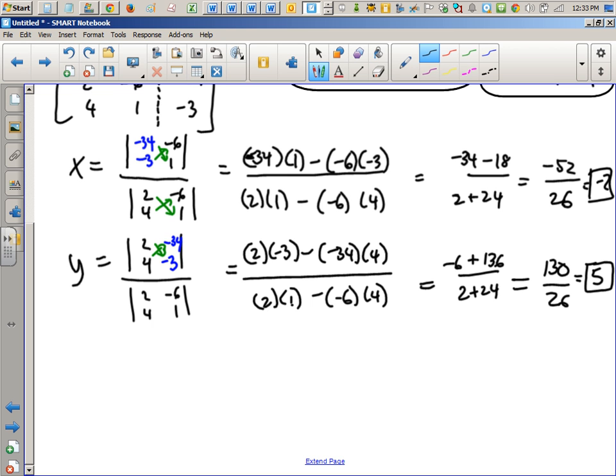And so what's that? 6 methods. We got graphing and substitution, elimination, matrix row reduction, and Cramer's Rule. And there's one more that's the inverse matrix method. But actually it kind of makes sense to save that for another day.